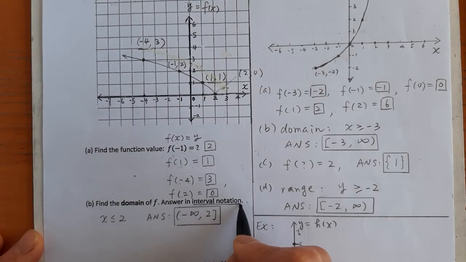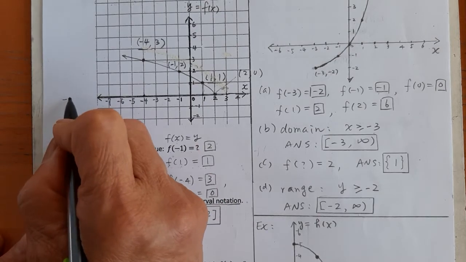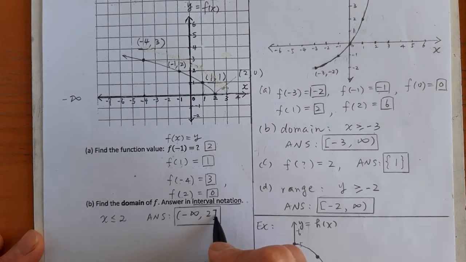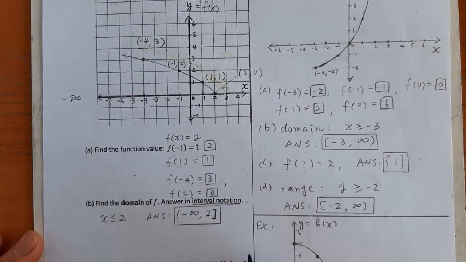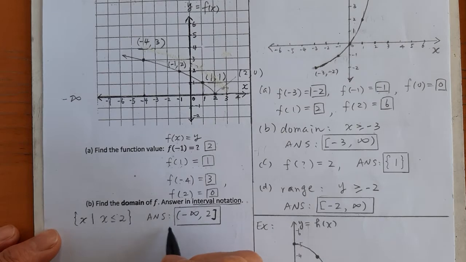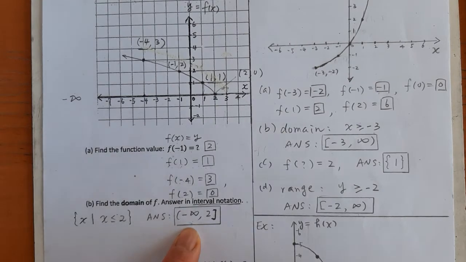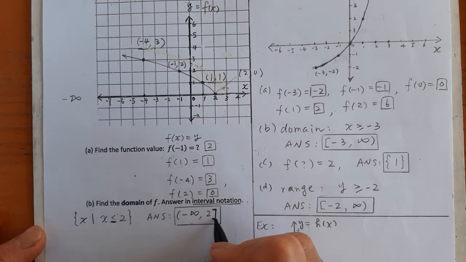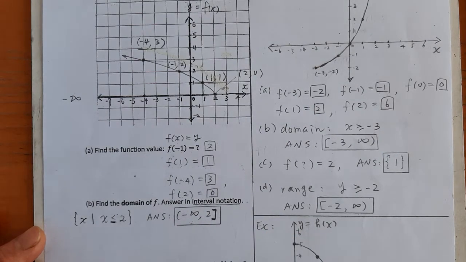It says to use interval notation, going from negative infinity up to 2. So it's from negative infinity to 2, including the point 2, so we use a bracket. This means x is less than or equal to 2. In set notation, this is x such that x is less than or equal to 2. In interval notation, it's from negative infinity up to 2, including 2. If I have an equal sign, I use a bracket. That's the domain of this function.